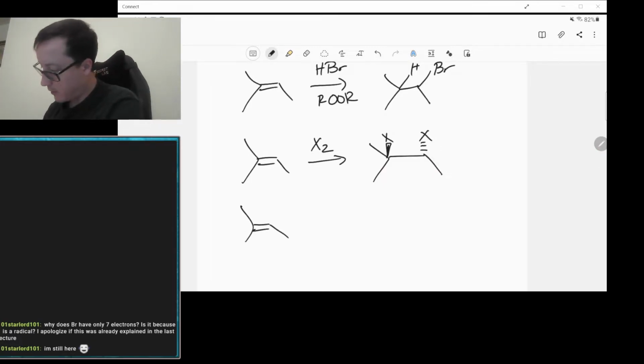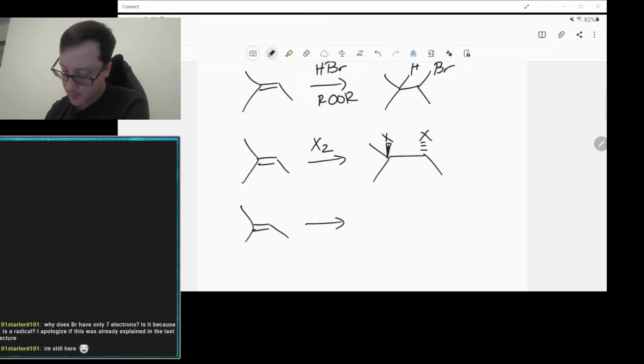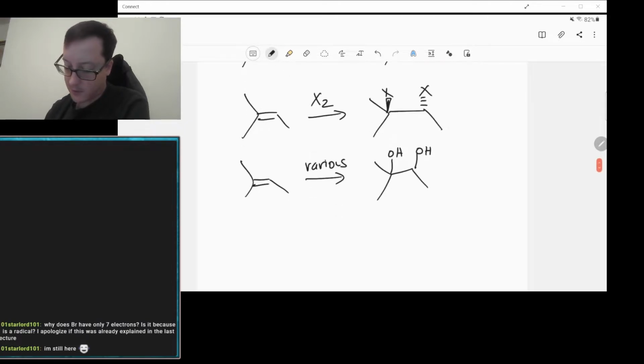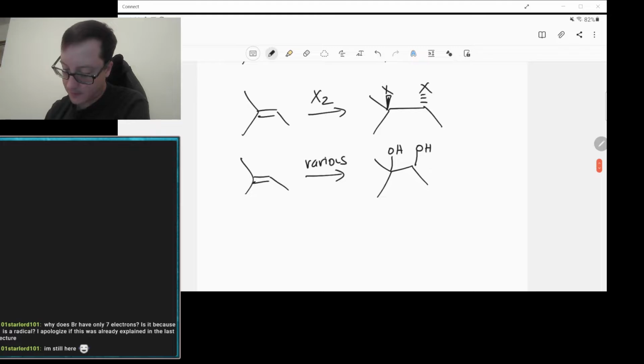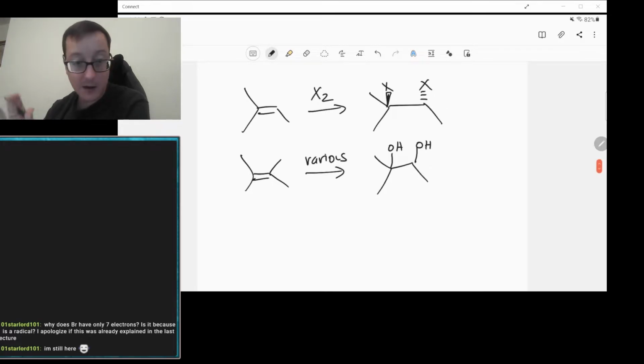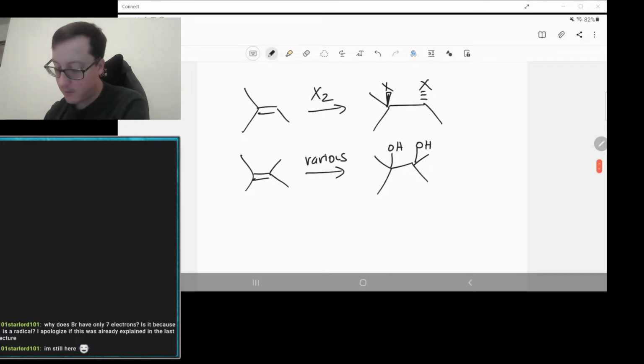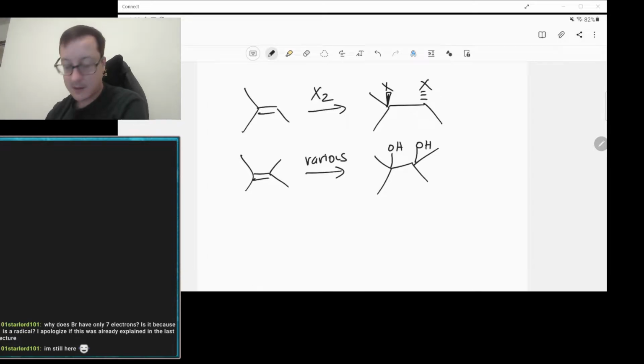We can put on hydroxy groups. We're going to see a couple of various ways to do this, but we can put on hydroxy groups, and those will either be syn or anti to each other. Just for now, I'm going to make it not chiral, so that we don't have to worry about syn and anti yet.